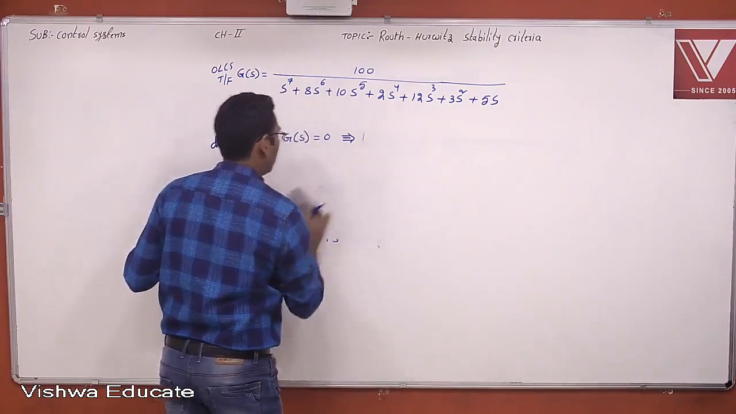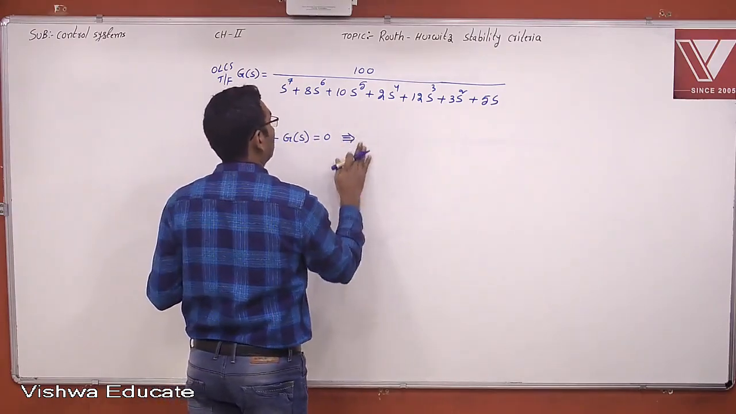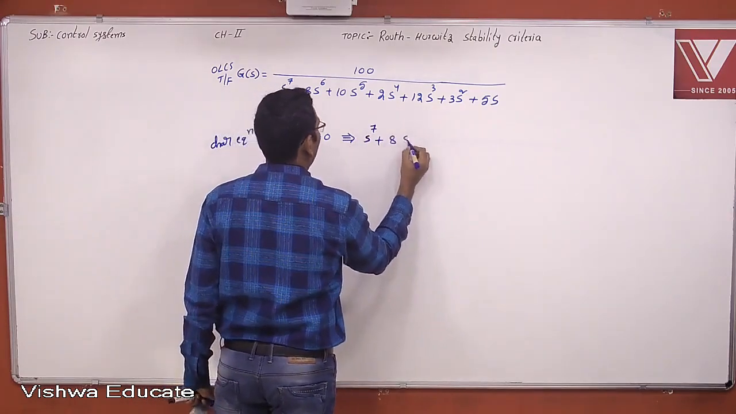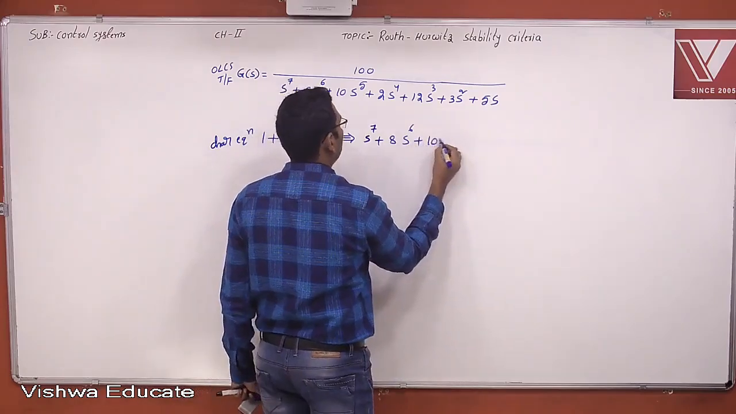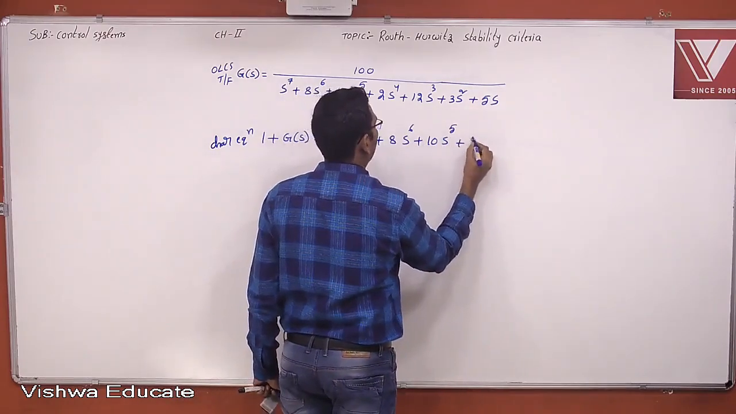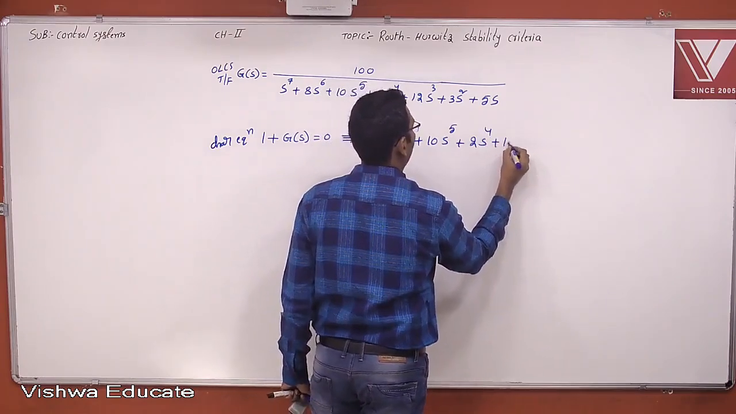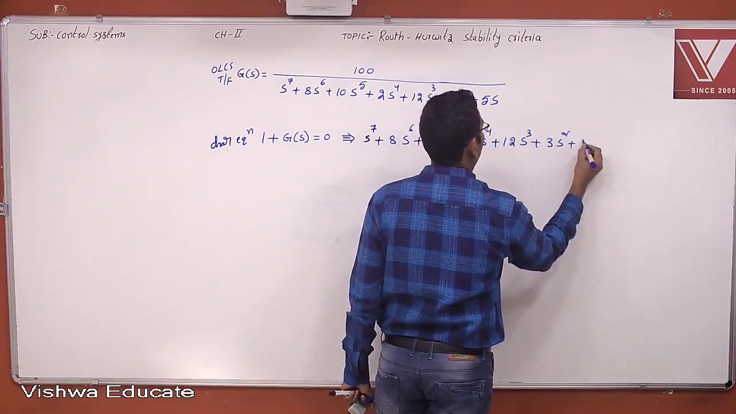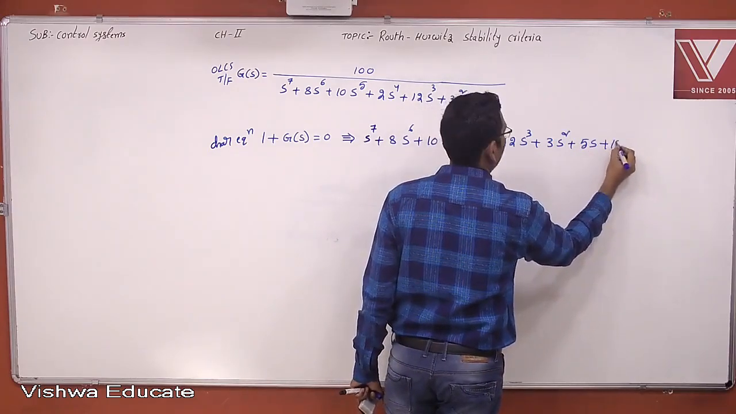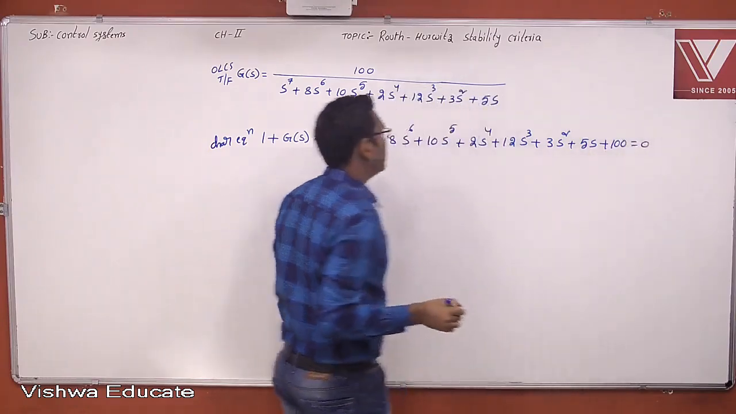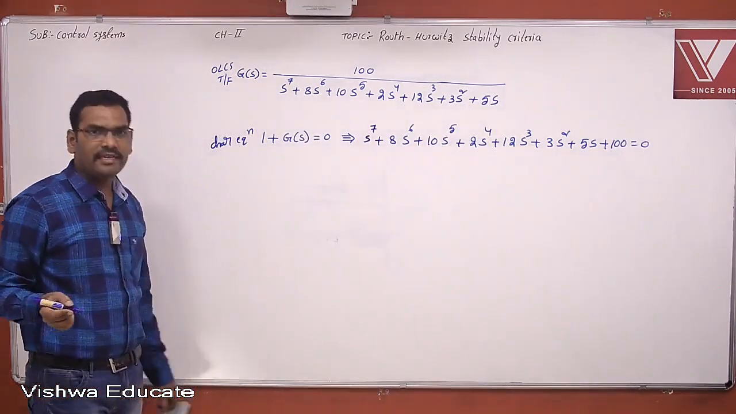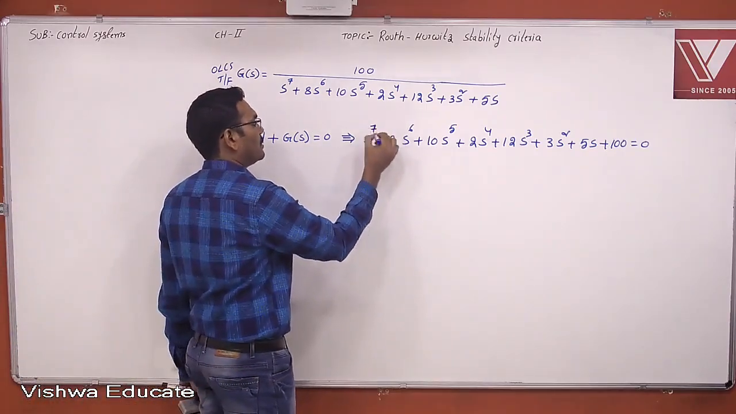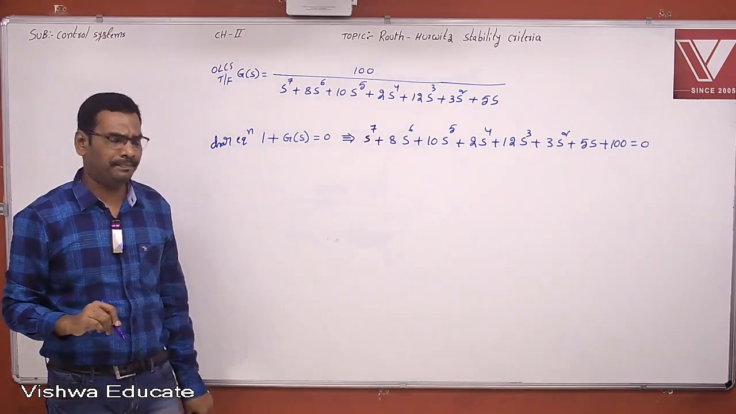The characteristic equation is where the closed loop control system poles are available. So this is the characteristic equation: S power 7, 8 into S power 6 plus 10 into S power 5 plus 2 into S power 4 plus 12 into S cube plus 3S square plus 5S plus 100 equal to 0. The highest power in the characteristic equation is called the order. Therefore, this is the 7th order.